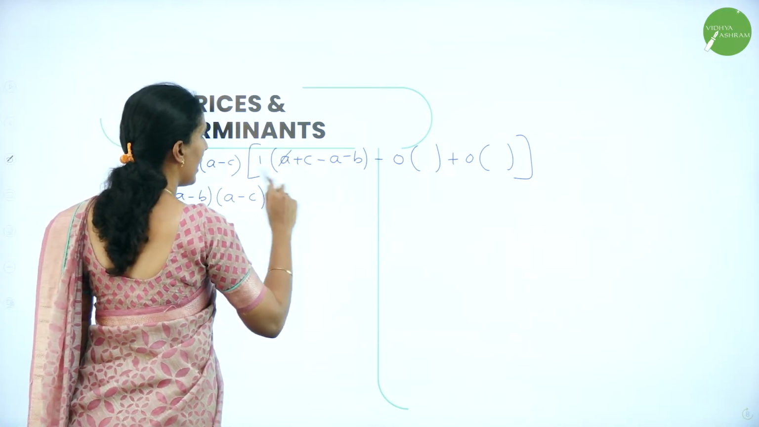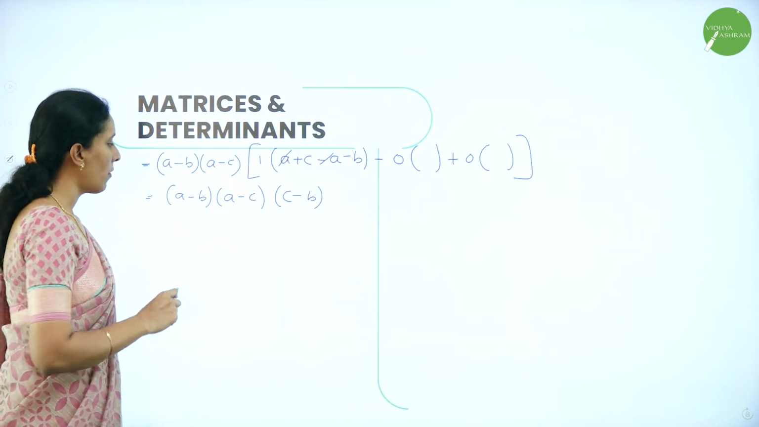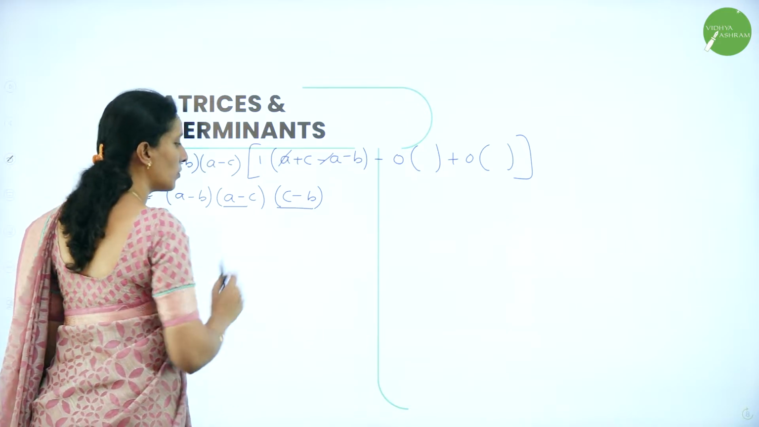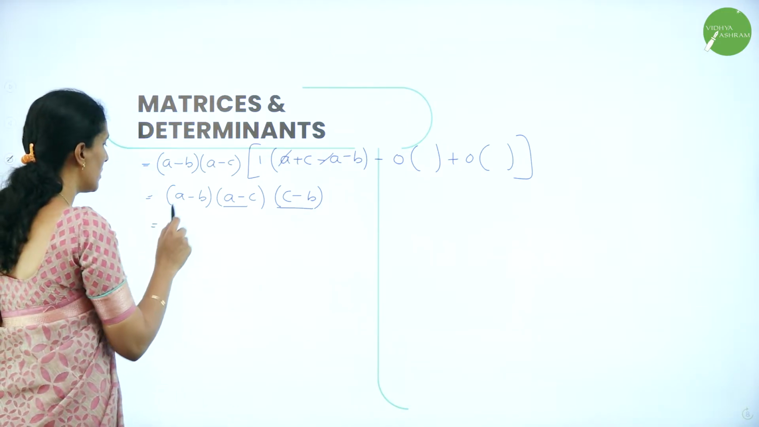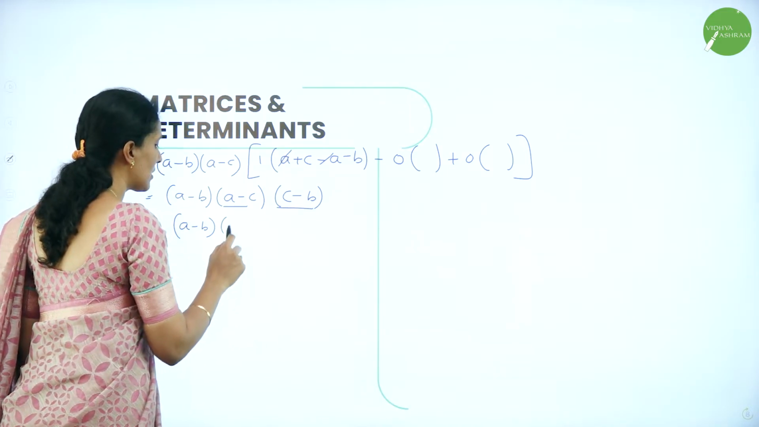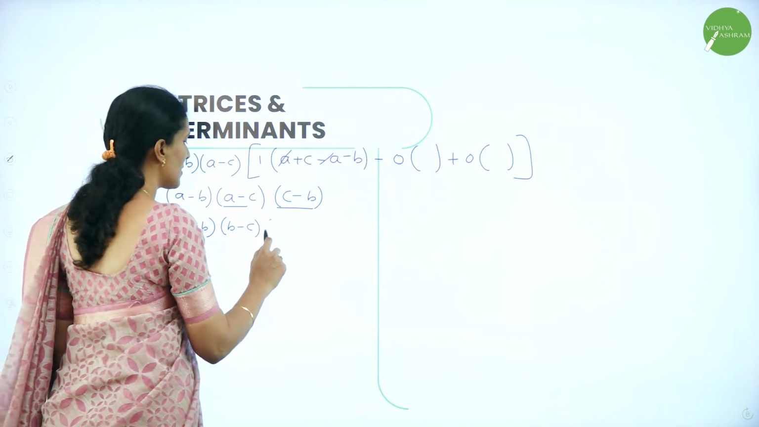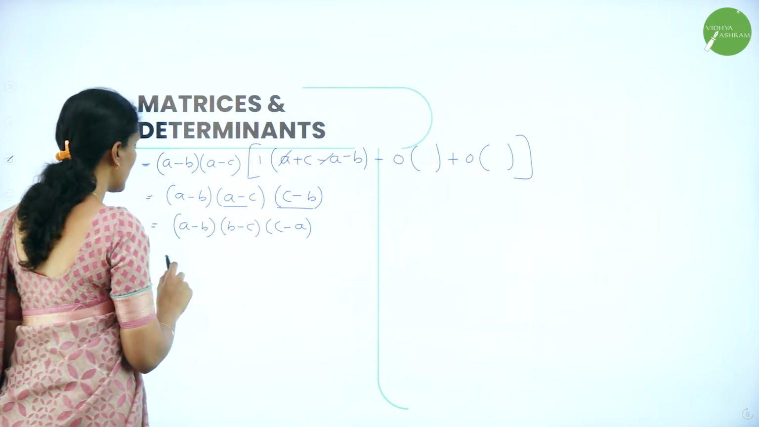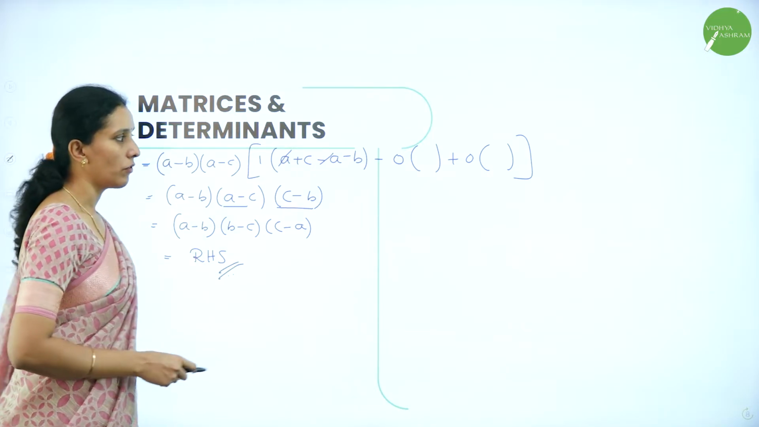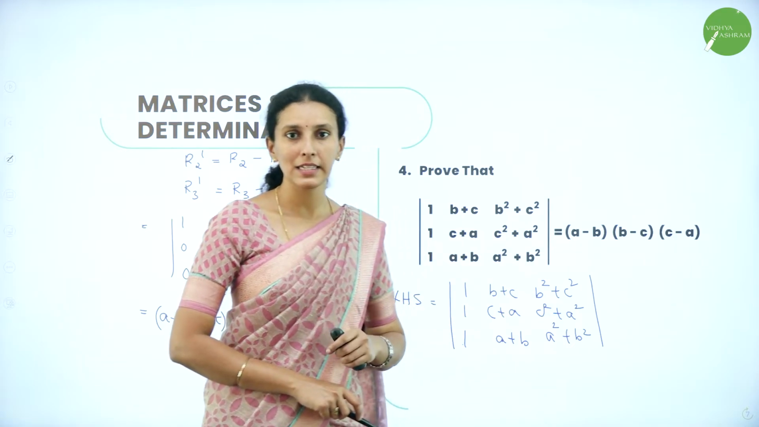So therefore this becomes A minus B, A minus C. Here A minus A cancels, leaving C minus B. So I need it in the form of A minus B, B minus C, C minus A. So from the last two terms, I will take minus outside. The first one is A minus B. If I take minus as a common factor, here it is B minus C. Again minus, minus into minus becomes plus, so it is C minus A. So that is equal to the right hand side of the given determinant, that is A minus B, B minus C, C minus A.